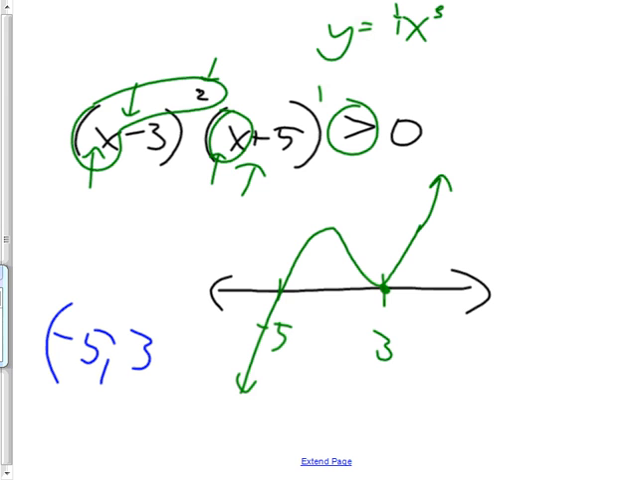-5 to 3, not close brackets. Why don't they work? Yeah, and then we want things bigger than 0. All right, good. Union with 3 to infinity. You are right. Raise your hand if you had that one right. Okay, good. All right, next thing.